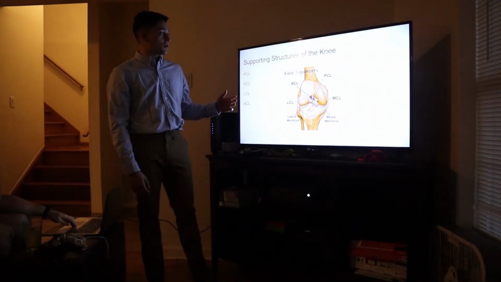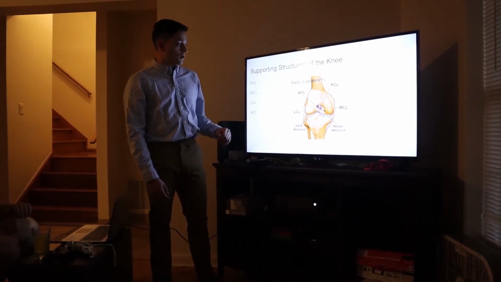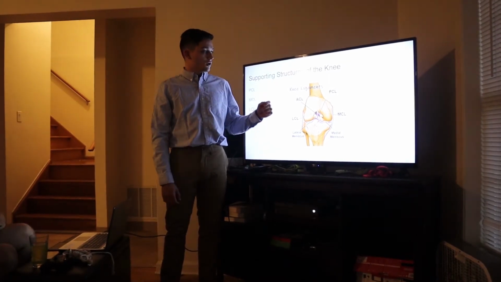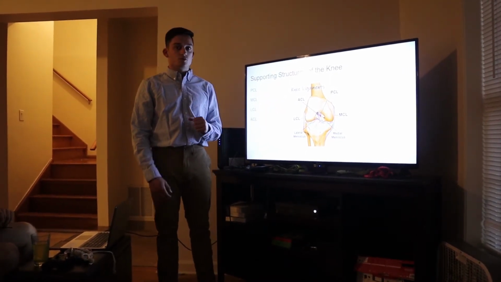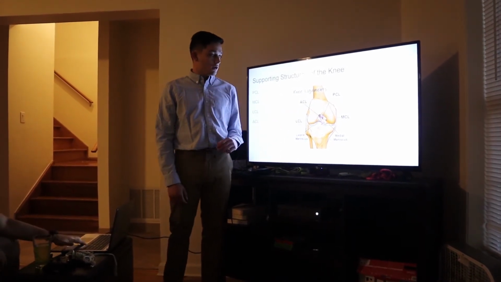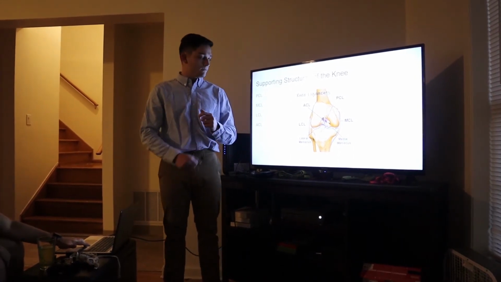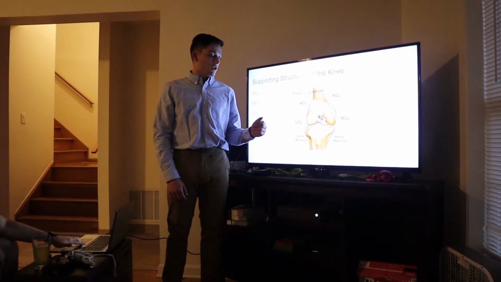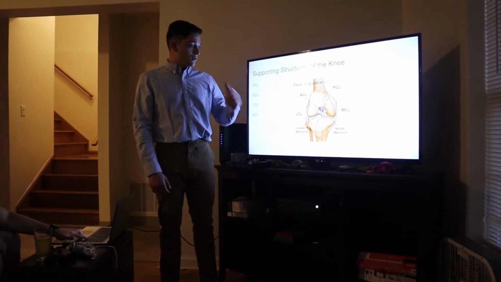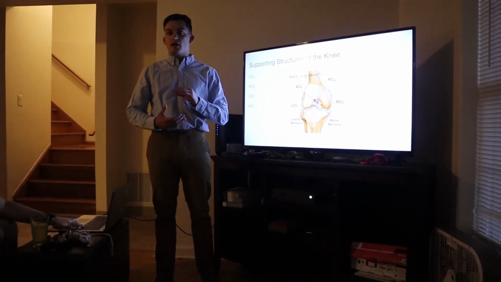The supporting structures of the knee are your PCL, MCL, LCL, and ACL. Your ACL is the anterior cruciate ligament, which protects you from anterior translation. Your PCL is your posterior cruciate ligament, which protects you from posterior movement of your knee. Your MCL is your medial collateral ligament, which protects you from medial movements of your knee. And your LCL is your lateral collateral ligament, which protects you from lateral movements of your knee. Then you have your medial and lateral meniscus. Your meniscus protects the cartilage of your knee, acting like a cushion.